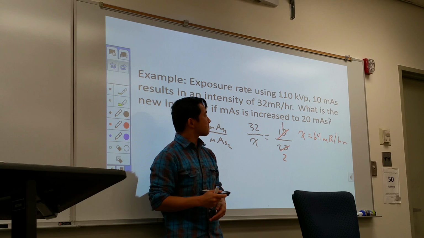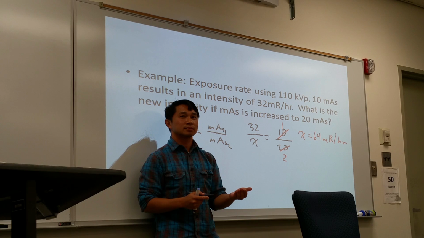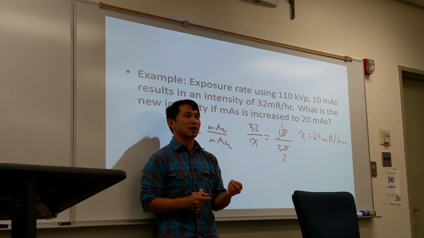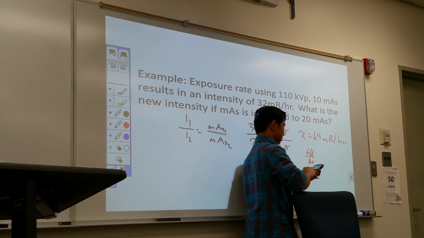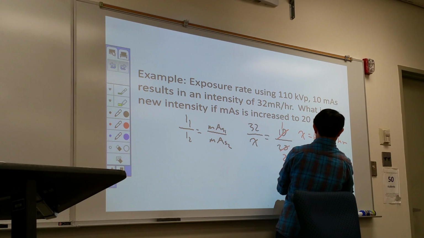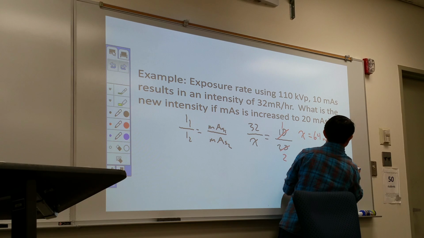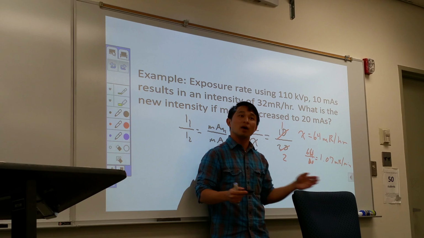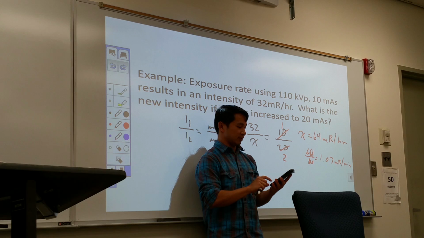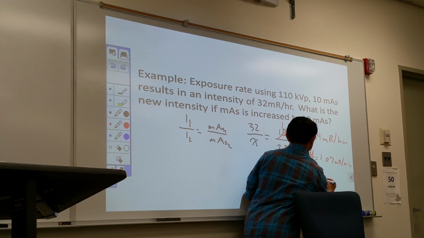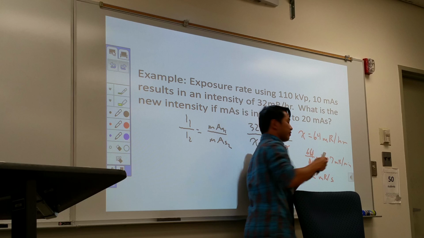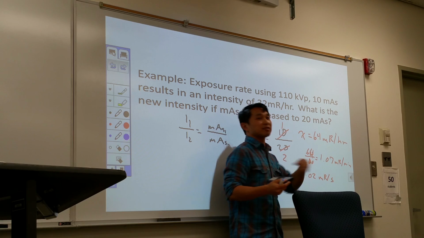What is your exposure rate by the minute? How do we get that? So we get 64 divided by 60, so it'll be 1.07 milliroentgen per minute. So every minute standing there, you get 1.07 milliroentgen exposure. How about by the second? Every second you stand there, what is your exposure rate? You use that 1.07 divided by 60. So 0.017. Every second you stand there, you get 0.017 per second. And so after a minute, you get 1.07. After 60 minutes, you get 64 milliroentgen.